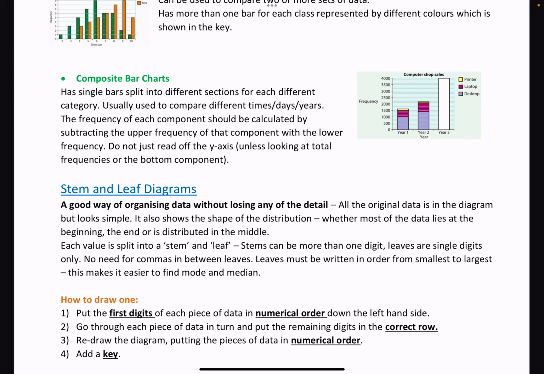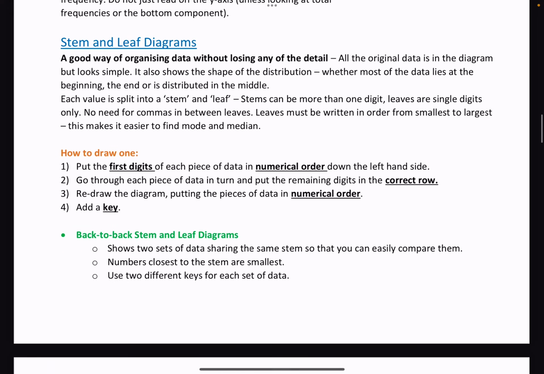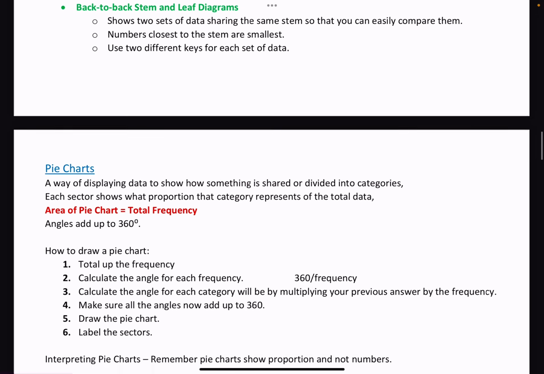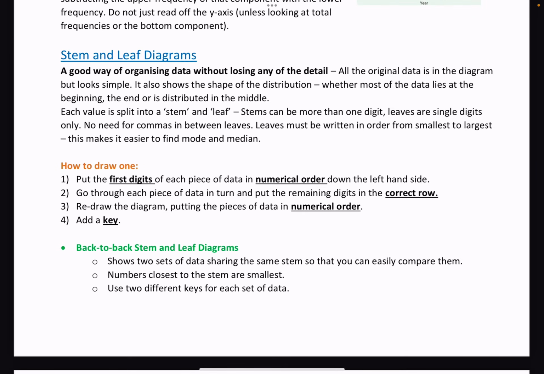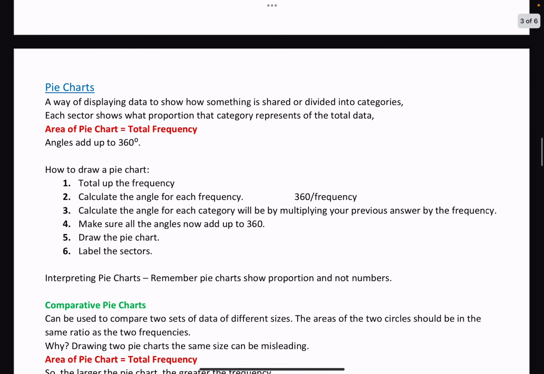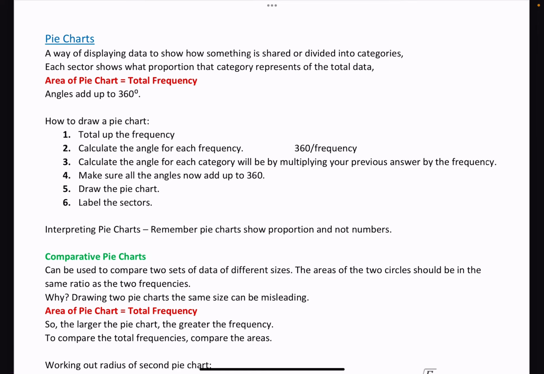But again, it's fairly self-explanatory. Stem and leaf diagrams, again GCSE Maths Foundation, fairly self-explanatory. I don't even have an example to show you, but it's easy. Pie charts, GCSE Foundation. Maths Genie will have plenty of videos to show you, and it will teach you how to interpret a bar chart, how to draw a bar chart, how to figure out the frequency. It will even probably show you how to use a protractor if you don't know how to do that.